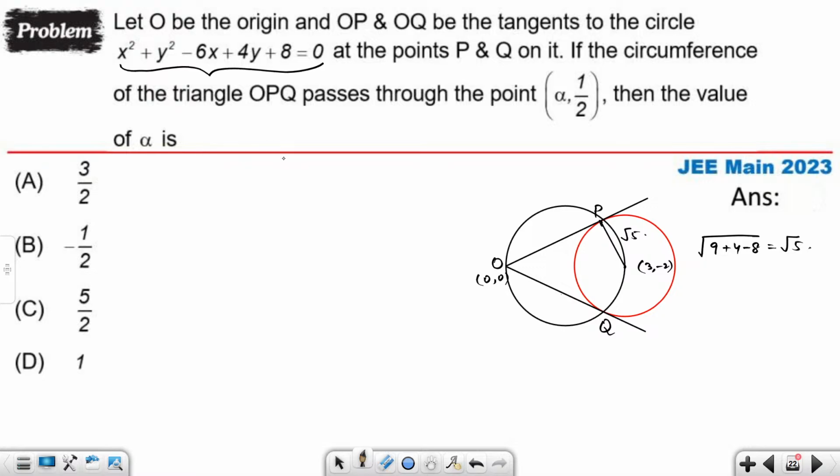Okay. Now they are saying that the circumcircle of the triangle OPQ passes through the point. This means this circle is now passing through a point alpha comma half. Then find the value of alpha. Where is the problem? You tell me.